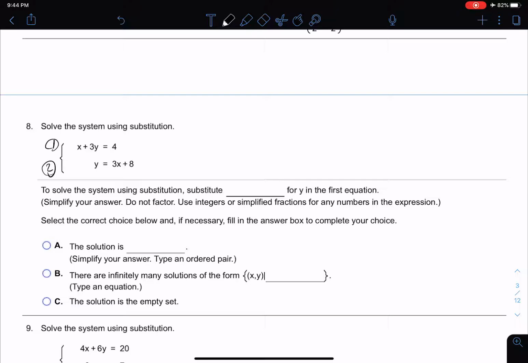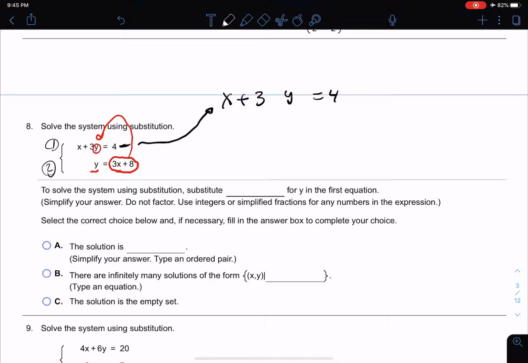I'm going to pick 2 because 2 is already solved for. So, I mean, the work is already there. So what 2 says is y equals 3x plus 8. Well, if y equals that, can't I replace this y with 3x plus 8? And the answer is yes, you can. And the reason why you can, let's go ahead and write that up here. I'm going to copy equation 1. Equation 1 just said x plus 3 times y equals 4, right?